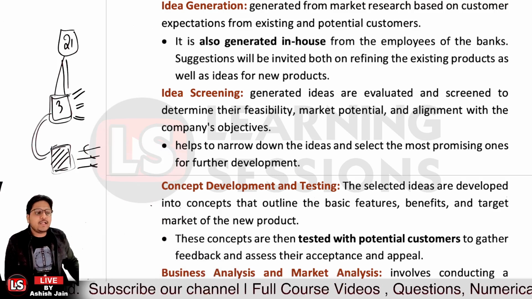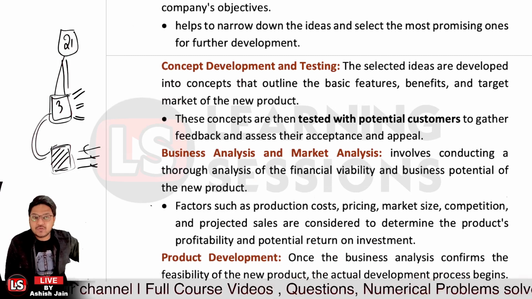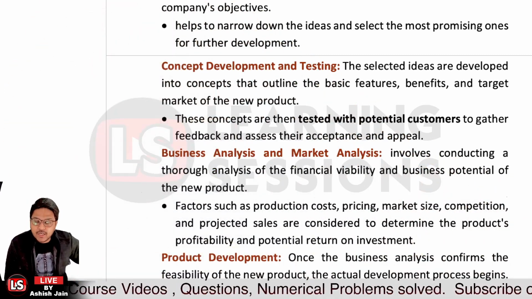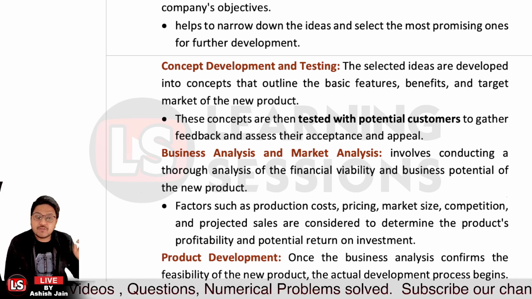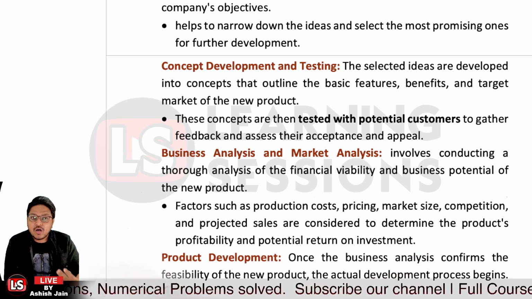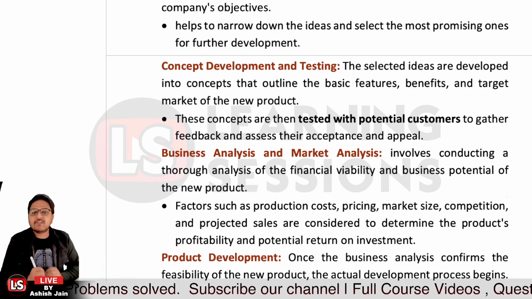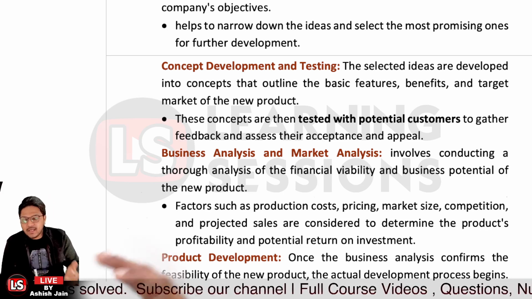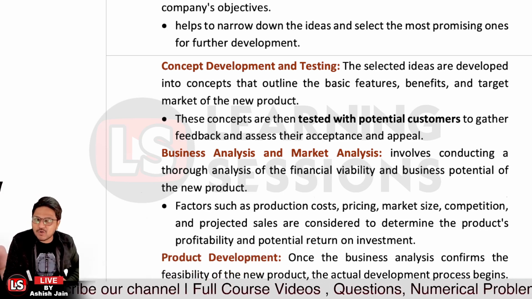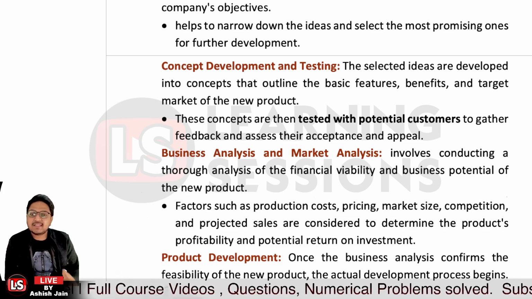And the fourth one is related to BAMA. BAMA is business analytics and market analytics. You'll be analyzing the financial viability and business potential of the product, looking at things like the production cost, the pricing, the market size for this product, and the competition available for it. You'll be determining the different factors related to it, and looking at the profitability of this particular product. So that's business analysis and market analysis, that is BAMA, right?